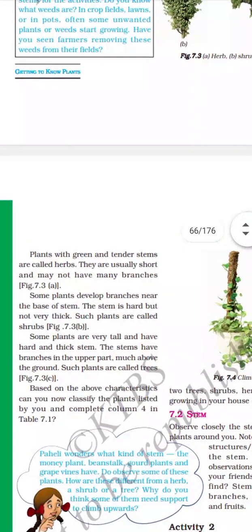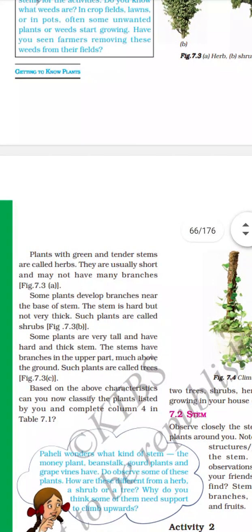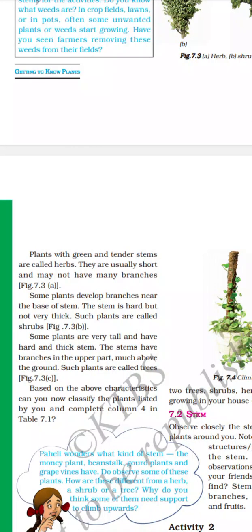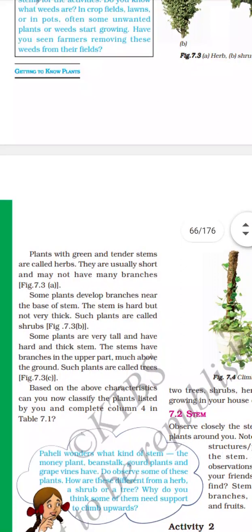Then what are herbs, shrubs and trees? Plants with green tender stems are called herbs. They are usually short and may not have any branches. Some plants develop branches near the base of the stem. The stem is hard but not very thick. Such plants are called shrubs. Some plants are very tall and have hard and thick stem. The stems have branches in the upper part, much above the ground. Such plants are called trees.